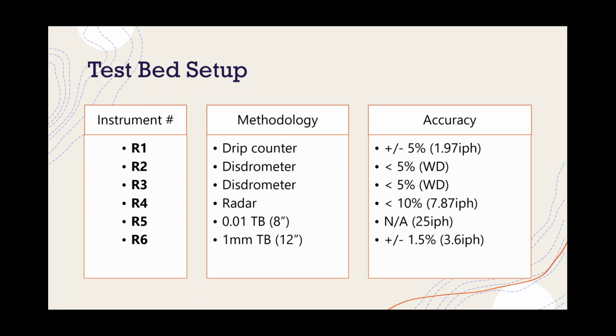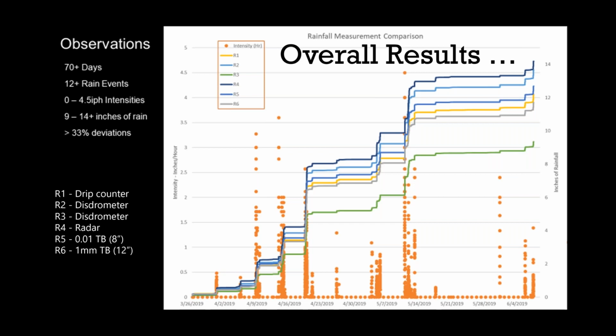But that's what we did over a course of a little over 2 months. We had all 6 of those gauges within a 10-foot diameter circle, measuring rainfall. And during that 2-month interval, or a little over 2 months, we had 12 or more rain events ranging anywhere from 0 to 4.5 inches per hour intensities.